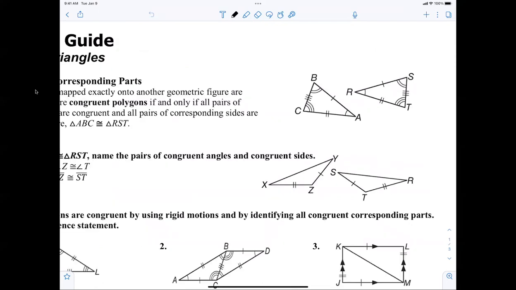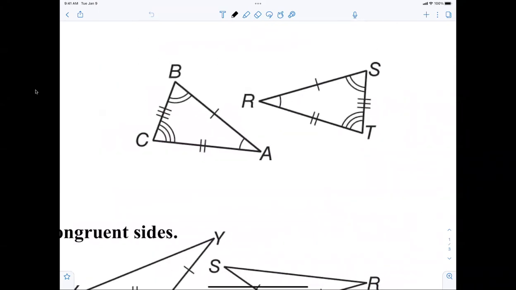I'm looking right here. Angle A corresponds to what angle? R. Come on now, and this is what I'm talking about, paying attention. To me, it seems obvious, but it's not obvious to several kids. So if you can't answer my question, speak up. Angle B corresponds to angle what? Angle C corresponds to?